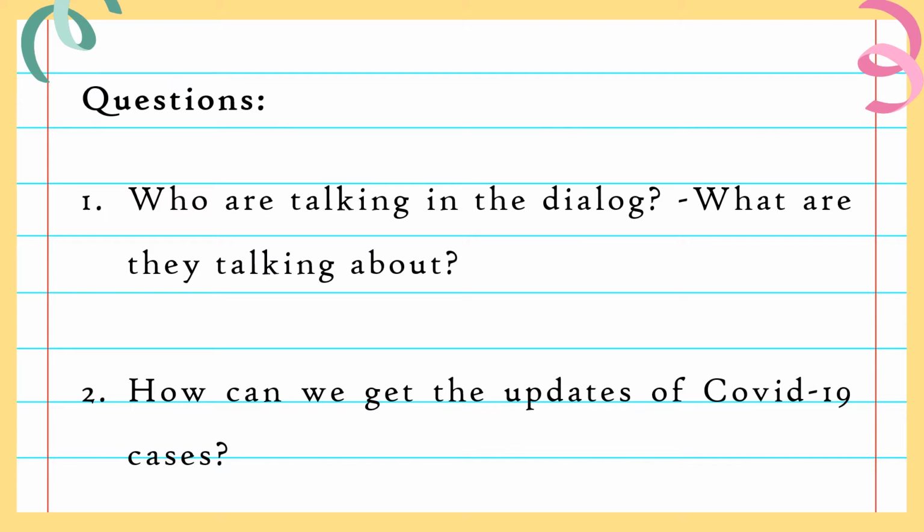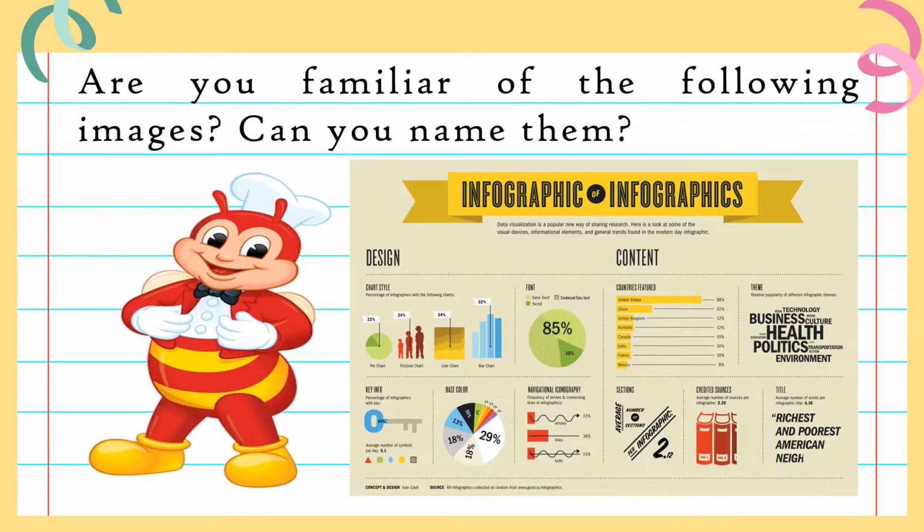How can we get the updates of COVID-19 cases? Yes, it was stated there that we can go through the maps updated by the DOH every day. We have also the infographics. Very good. Yes, that's correct. And we can also get it from posters. And yes, of course, those are the examples of visual media.